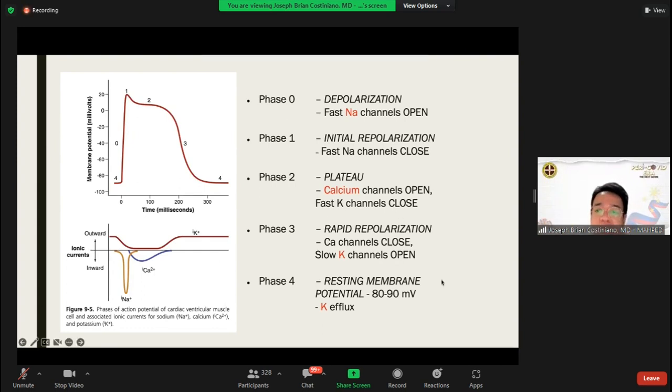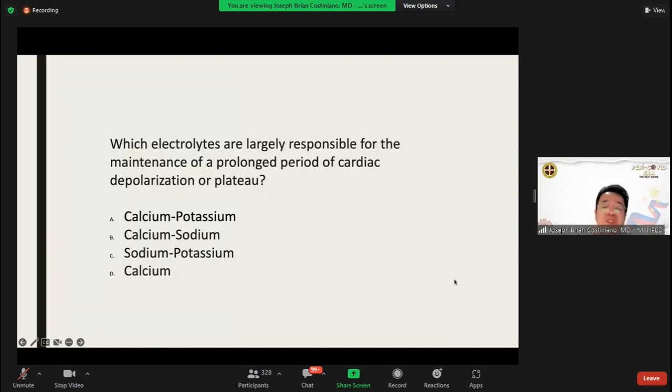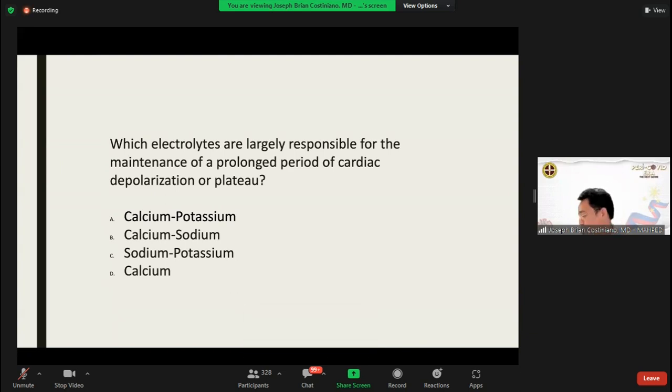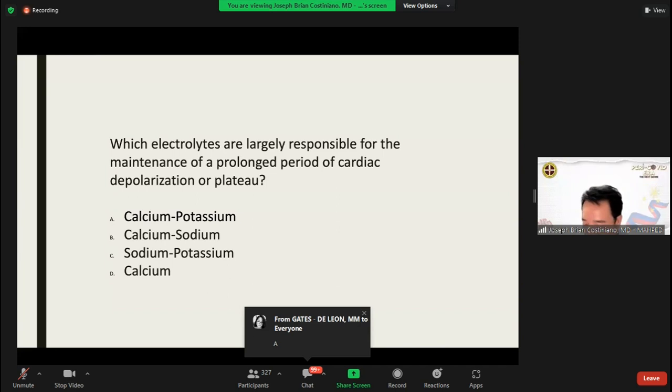Okay? Sige. Which electrolytes are largely responsible for the maintenance of a prolonged period of cardiac depolarization, or plateau? The plateau is what is being asked. Is it A, calcium potassium, B, calcium sodium, C, sodium potassium, or D, calcium? Okay, let's see your answers. So the answer is calcium sodium, no?